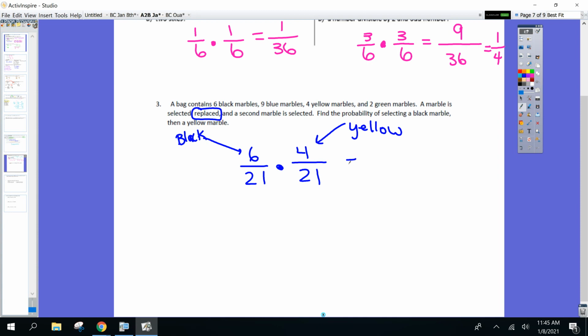So everyone, there's the black probability and the yellow. Multiply them. 24 out of probably a pretty darn big number. 441. If you guys are using your calculator, it'll probably reduce it down to 8 over 147. Draw 2, you multiply. Do something twice, you multiply.